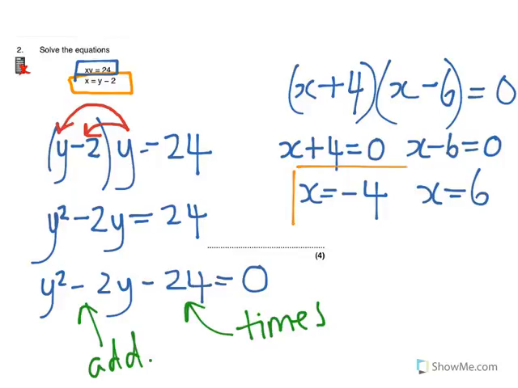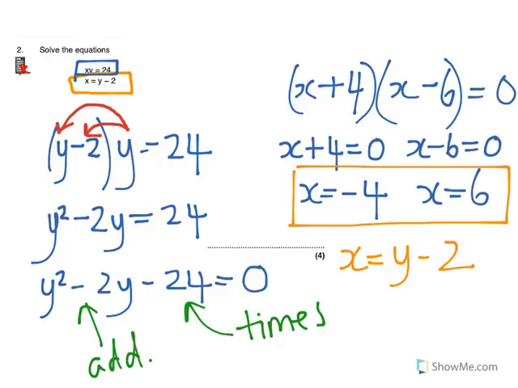Right, well, I've got part of the way through my question now. I know my y values. Well, remember, for simultaneous equations, you also need to find what the x value is. The easiest way to do that is to substitute it into one of the original equations. And out of the two original equations, I think the bottom one is a little bit easier. So the bottom one is actually x equals y minus 2.